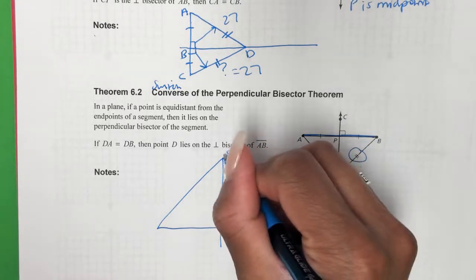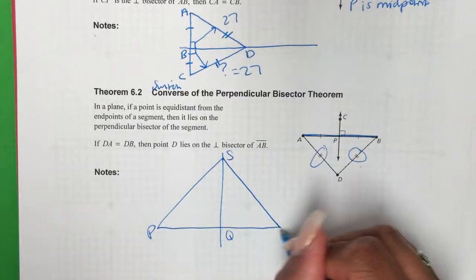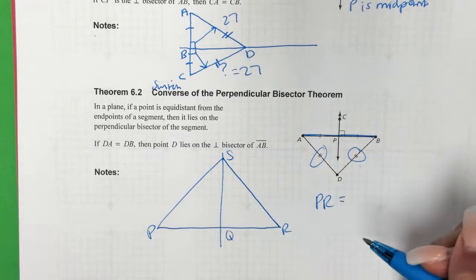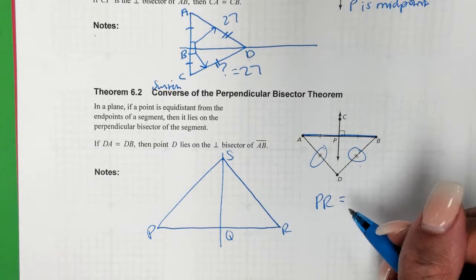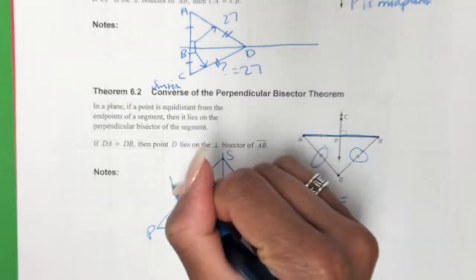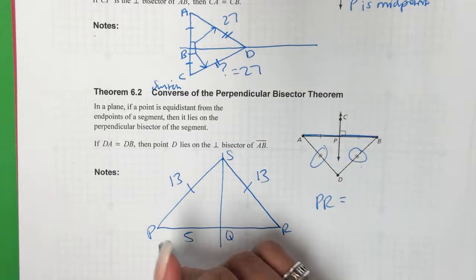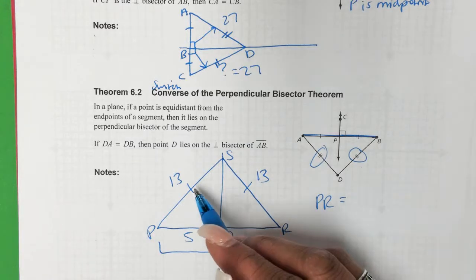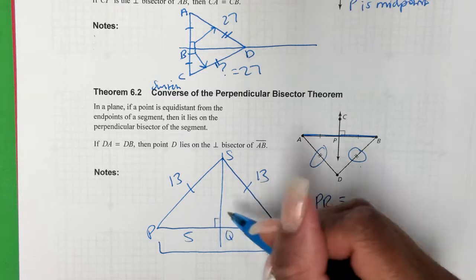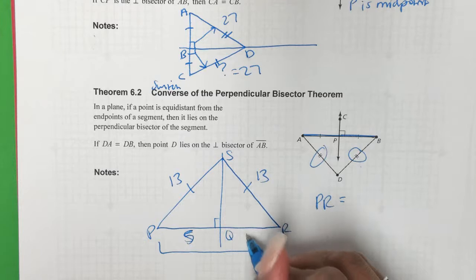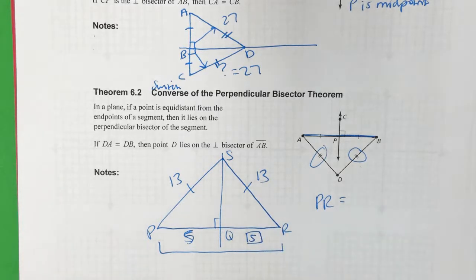So let's say I have S, Q, P, and R. And I want to find the length of PR. So what I'm given is PQ is 5, and PS and SR are 13. But I want to find the length of PR, this entire thing. Well, the first thing I need to know is, what is QR? Well, based on the fact that my opposite sides are congruent, that means that my bases are congruent too. So if PQ is 5, that means QR is also 5.